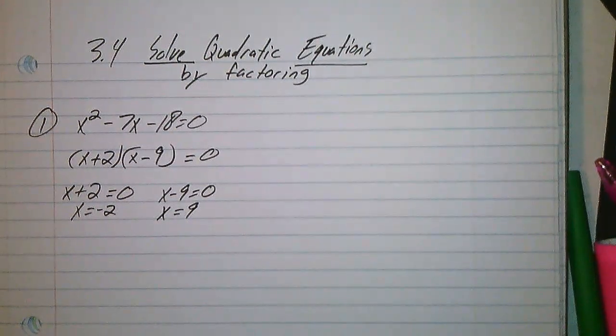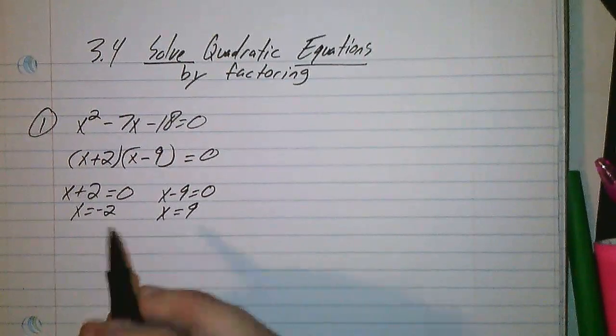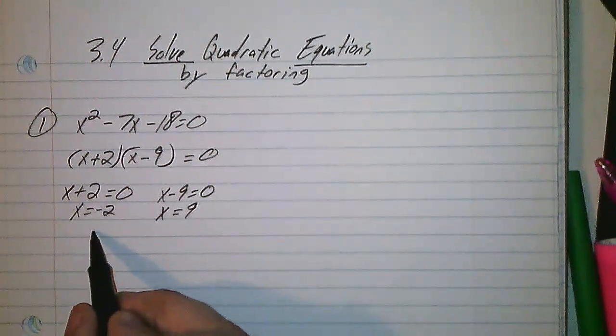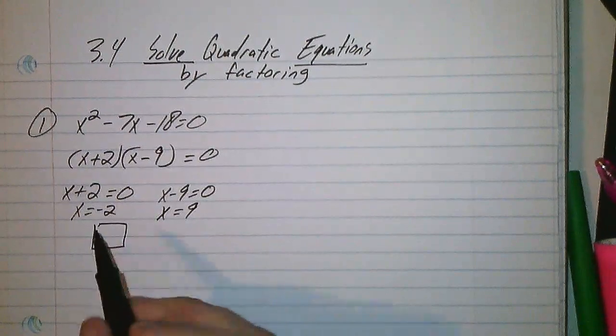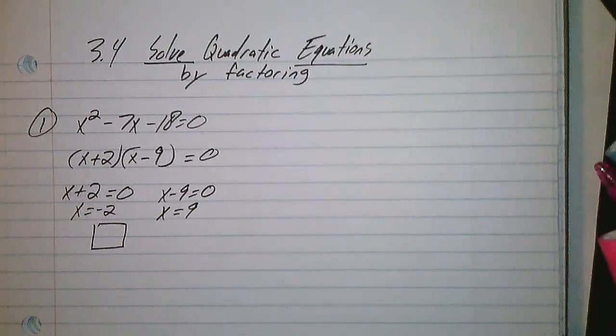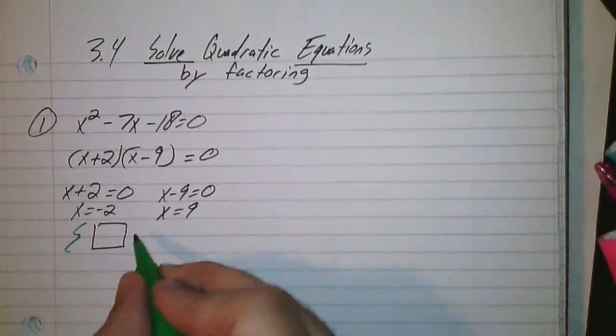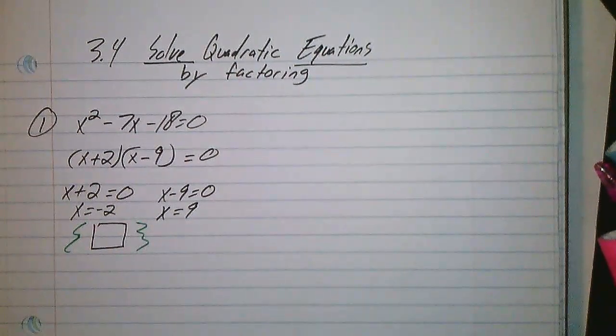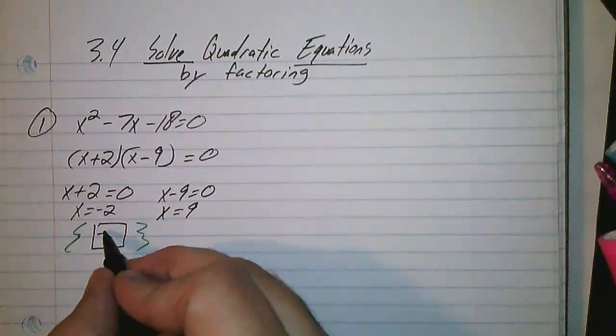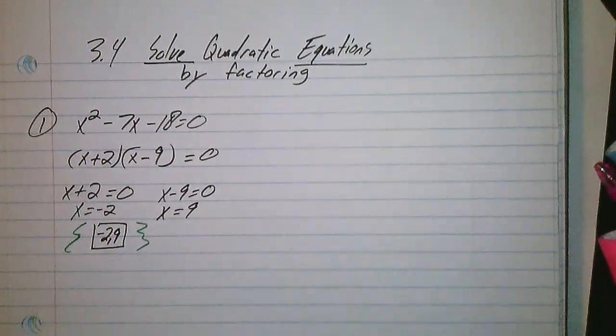And if you're in ALEKS, you just need to look at how they want the answer. Sometimes it's an answer field, and then you have these braces provided on the outside. So we just do negative 2, comma 9.